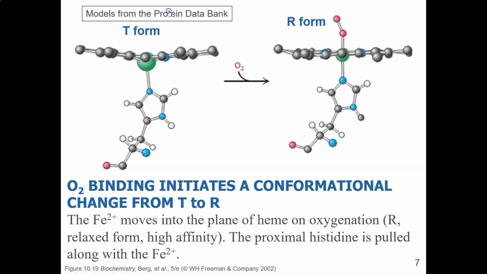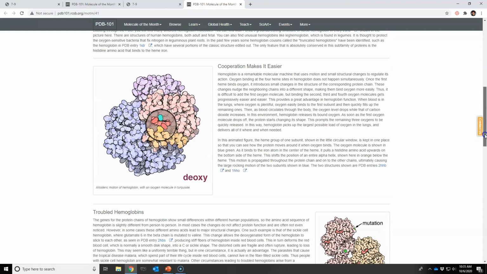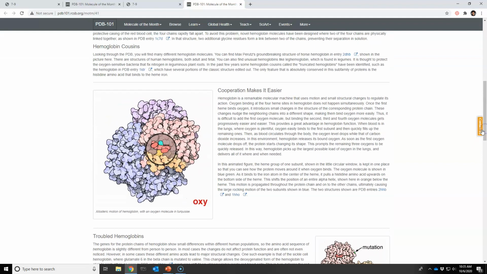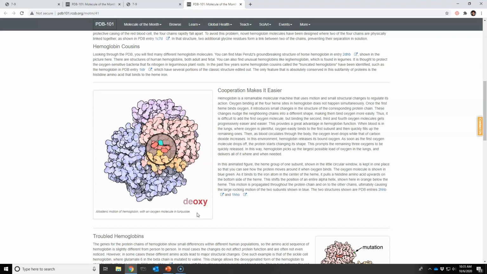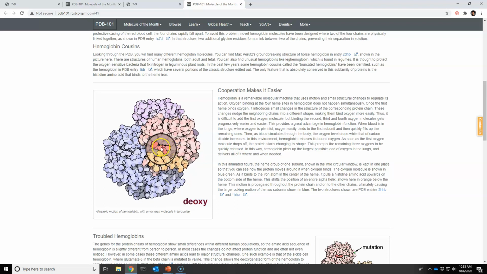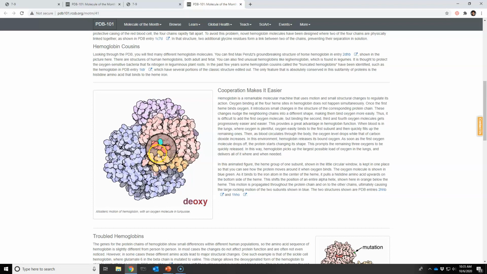We can see this if we go to the models at the Protein Data Bank. If I click on this link right here, I get to the Protein Data Bank. If we look at this animation, we can see that we're going between the deoxy and the oxy form. The oxygen is shown in this cyan or bluish color. So we have oxy, deoxy, like that. This red right here is the porphyrin ring. This yellow right here is the histidine, the proximal histidine.